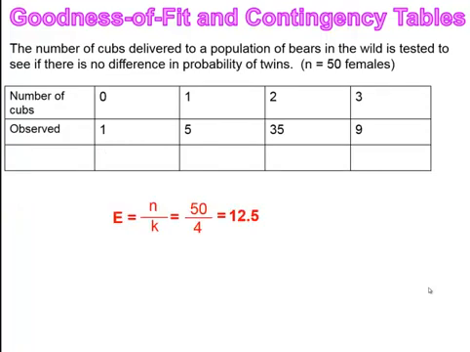In this case, you had to find the total first, and once you found the total, you divided it by the number of categories, which in this case was 4. So you end up with an expected frequency of 12.5 for each category.